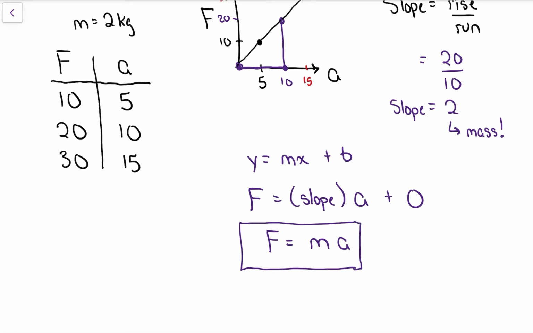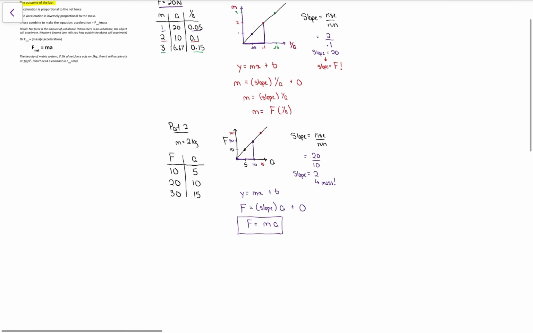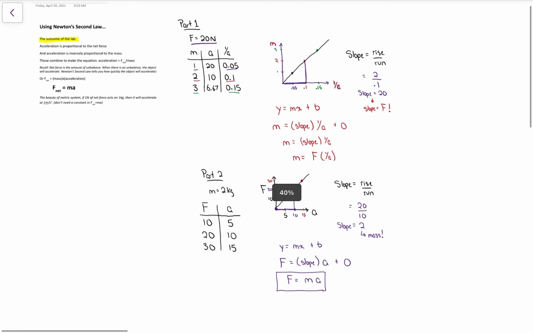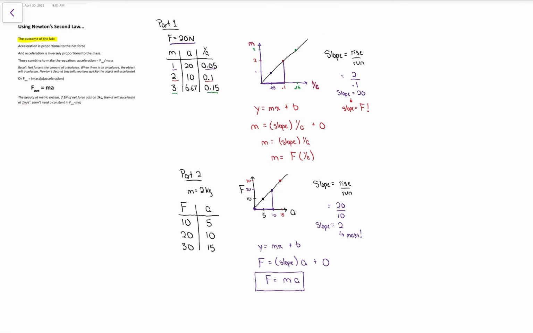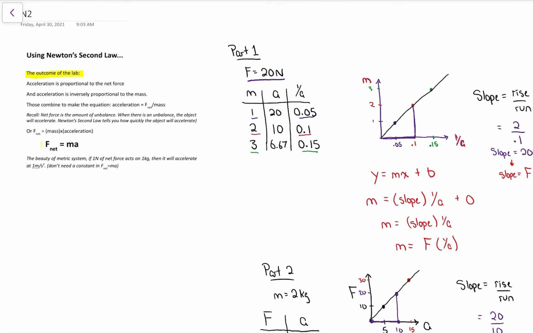F equals ma. In the questions we're going to do today, we'll bring in friction and forwards and backwards forces, so we'll write it as F net equals ma. But that's the outcome to the lab. That's what Newton's second law is. We call it F net because sometimes there's friction and other forces to consider. But F net equals ma.